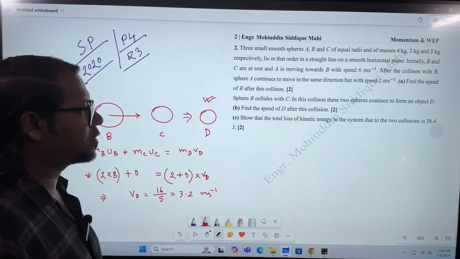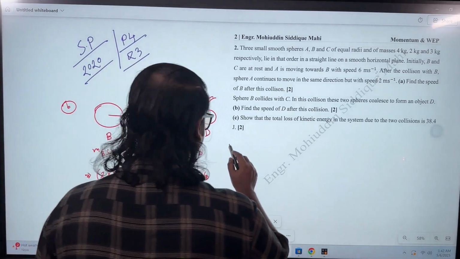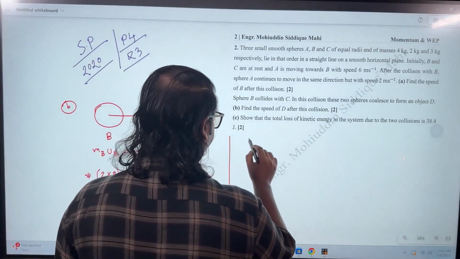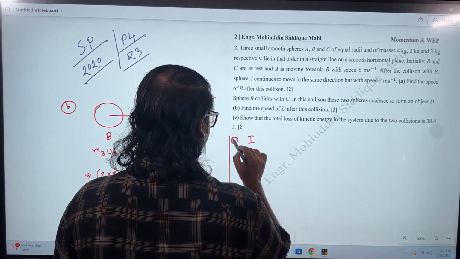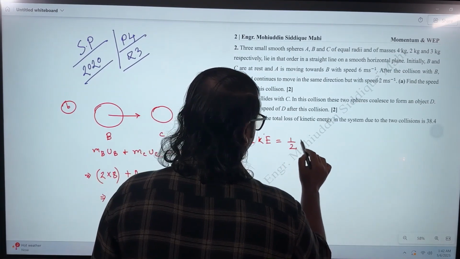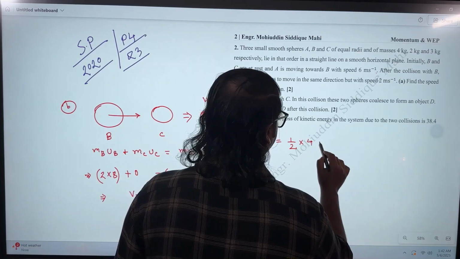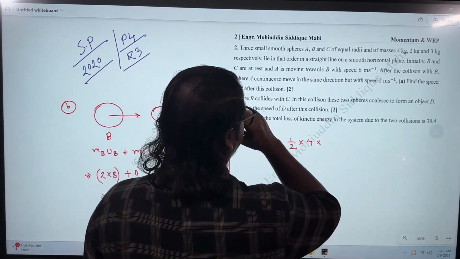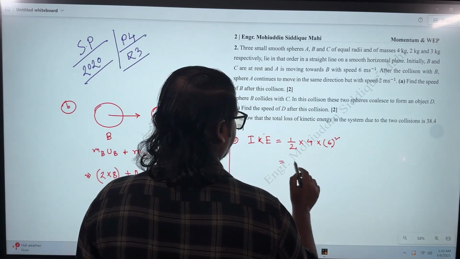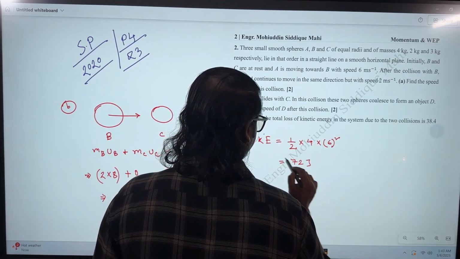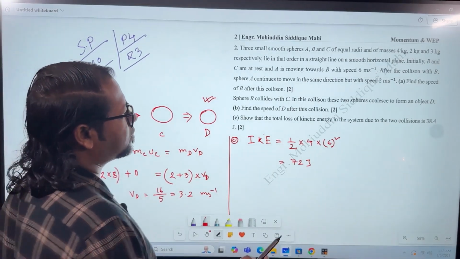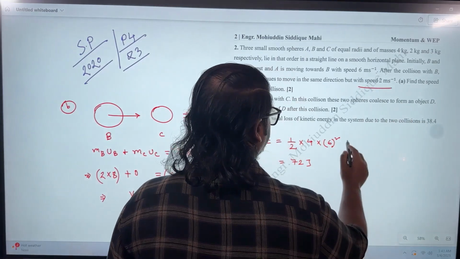In B, show that total loss of kinetic energy in this system due to the two collisions is 38.4. So simple, we will consider the initial kinetic energies. Initial kinetic energy: just A was moving, mass of A 4 kg, speed of A was 6 meter per second. 72 joules.